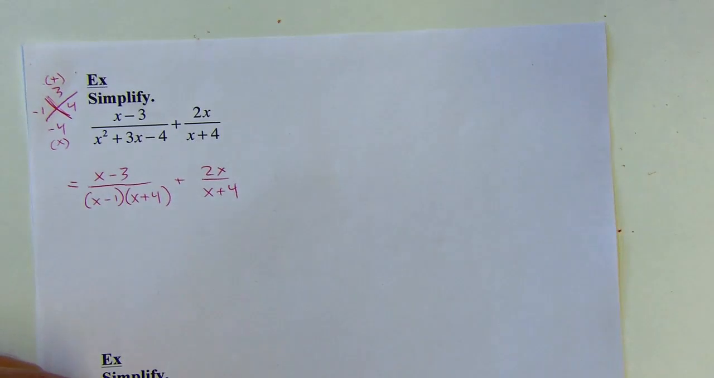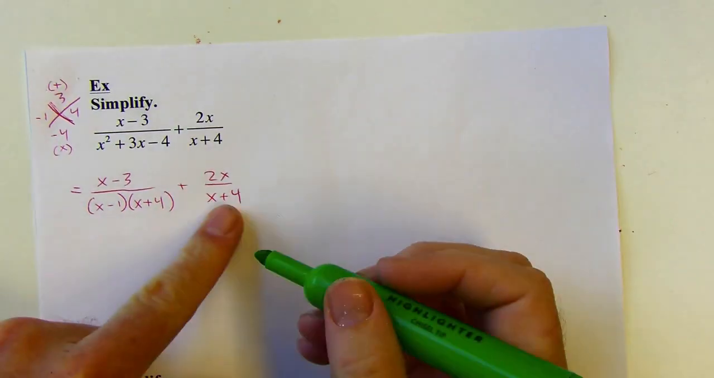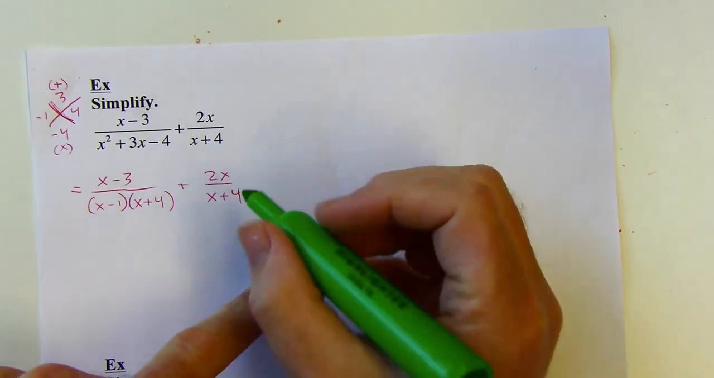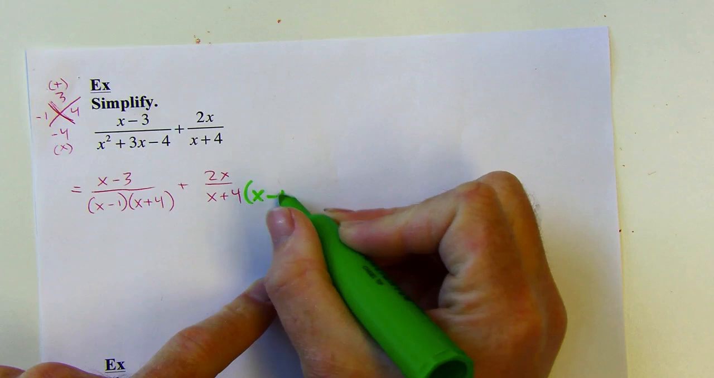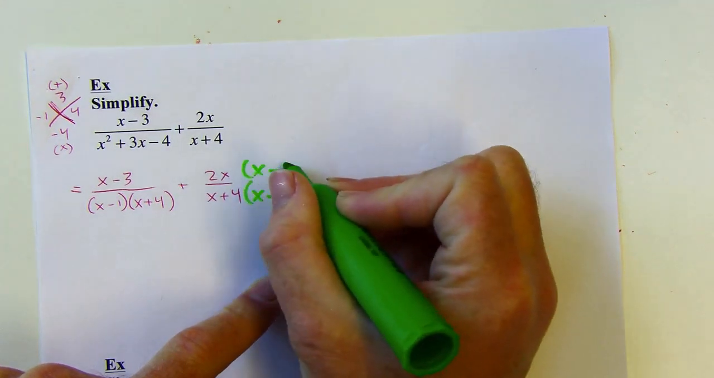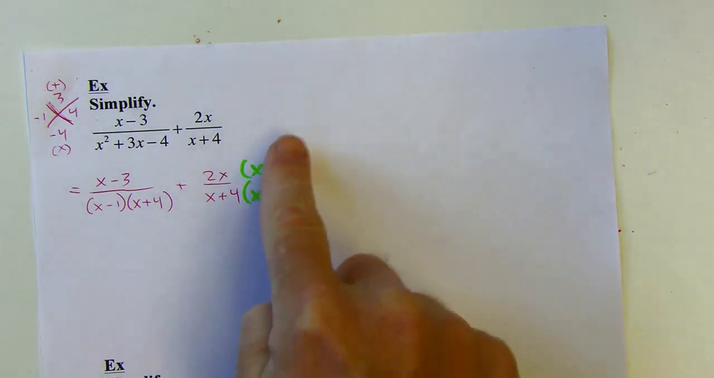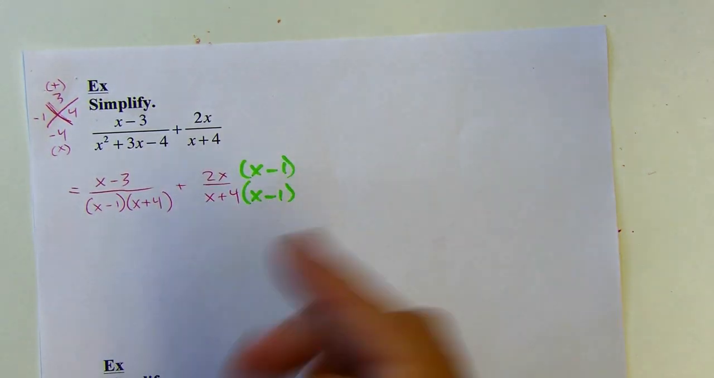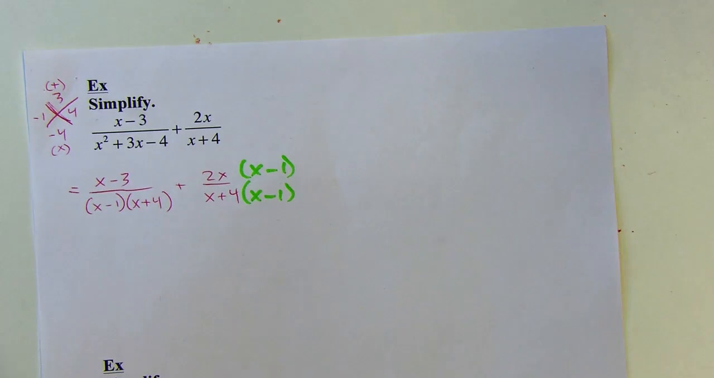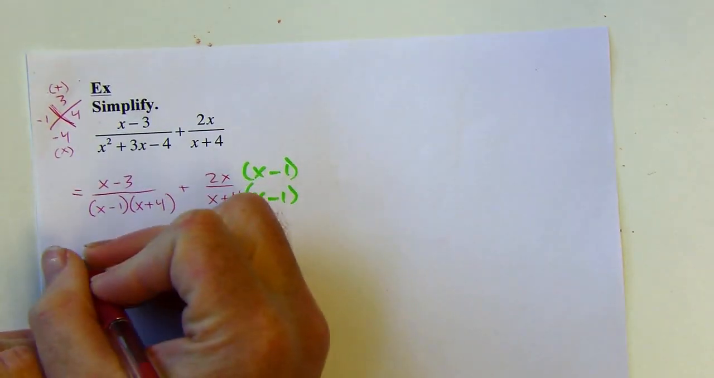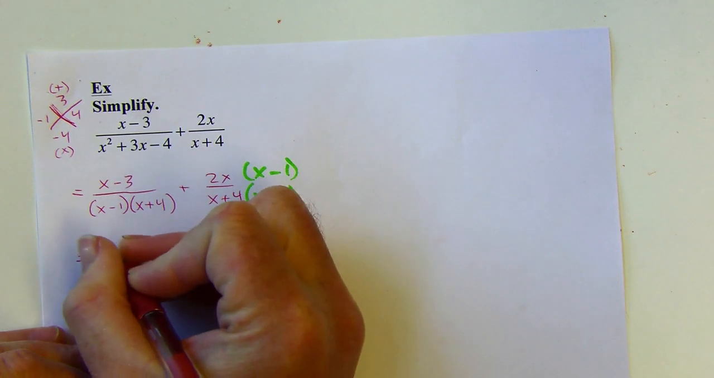Okay, so now looking at that, the denominators now have something in common. So what I can do, the one on the right's just missing the x minus 1, so let's add it in. And I just have to do the same thing to the numerator then, okay? All right. Sometimes I'll see people then just cancel these out, but that's just going to get us right back where we started, right? Okay, so now we can combine this into one fraction.